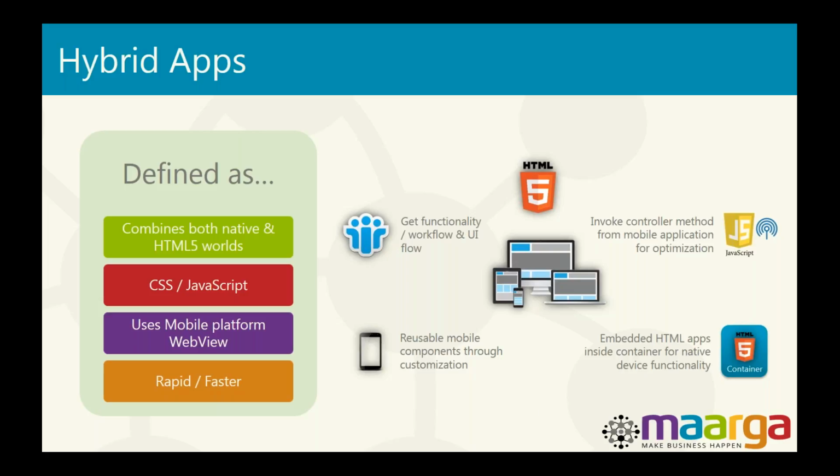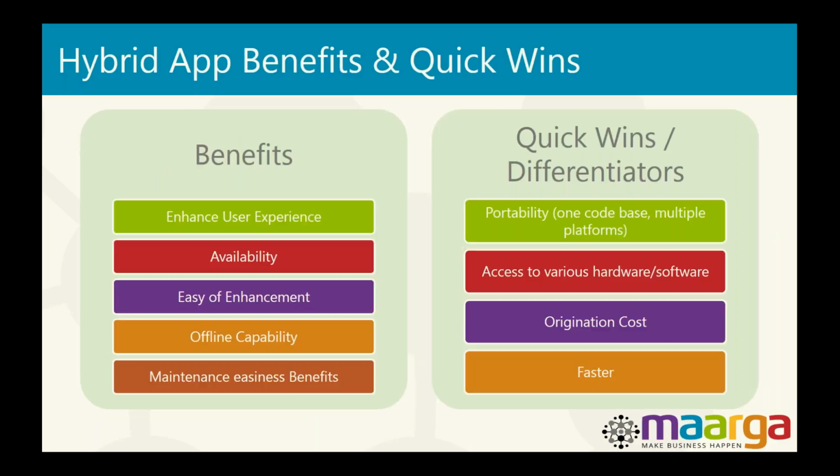So we get the functionality, the workflow, the already written code, which can be enabled to work with the hybrid app. That is one part, and invoking those controls with JavaScript and reusable mobile components, because we are not going to build everything. There are so many frameworks available on top, and we can reuse those and then embed native device functionality into that. So that is what hybrid apps are, integrating with the Domino functionalities that we are looking for.